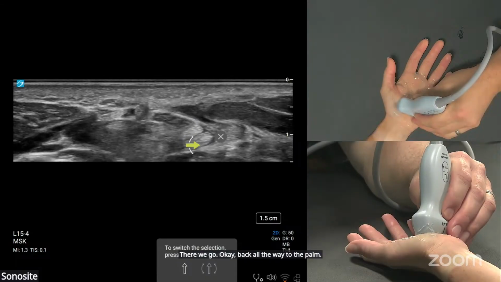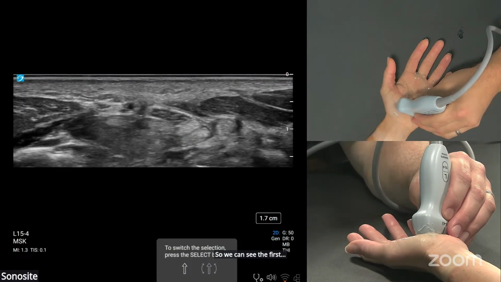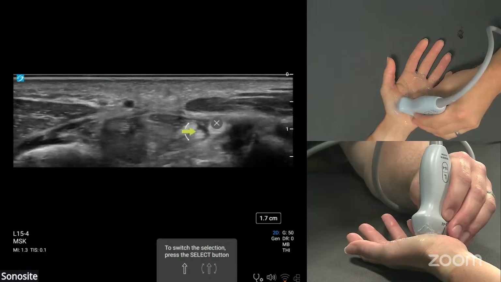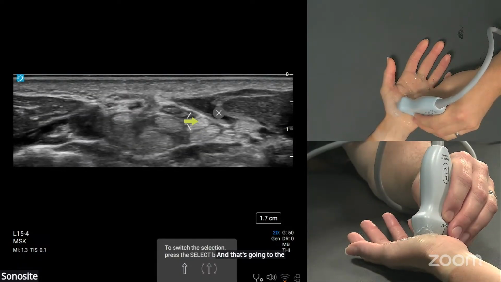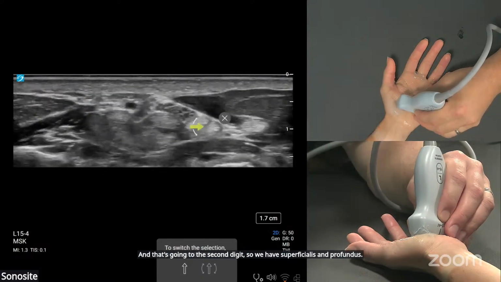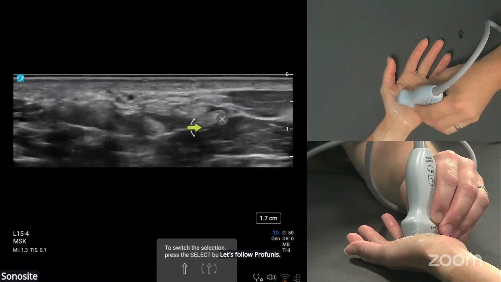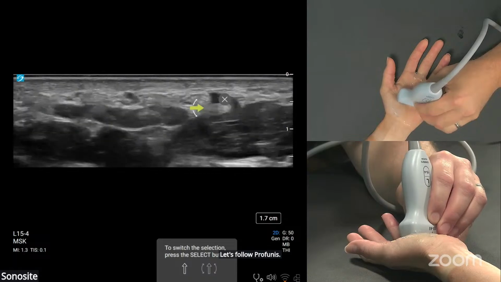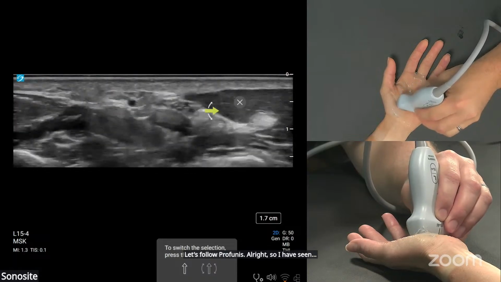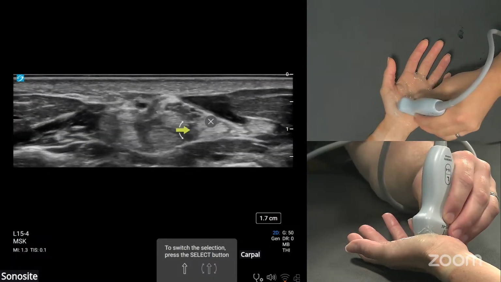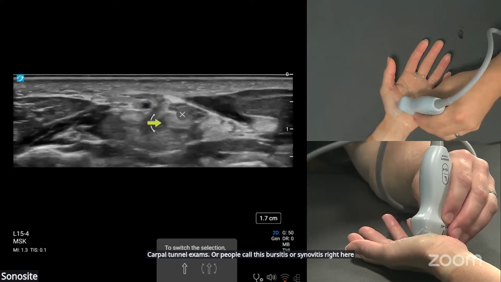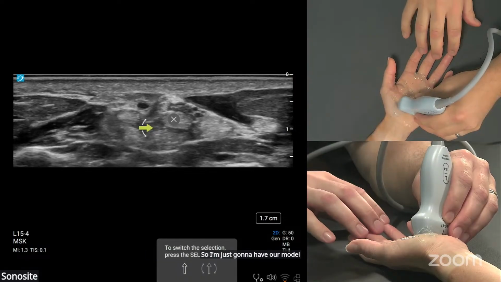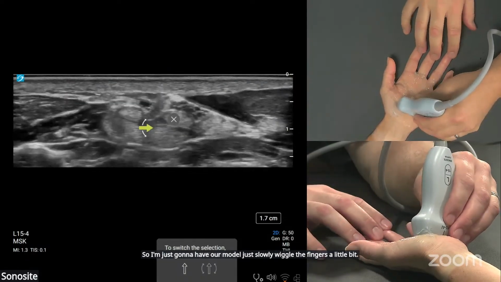So we can see the first set of flexors that we care about, and that's going to the second digit. So we have superficialis and profundus. Let's follow profundus. All right, so I have seen carpal tunnel exams, or people call this bursitis or synovitis right here. So I'm just going to have our model just slowly wiggle the fingers a little bit. And how about a slow squeeze?